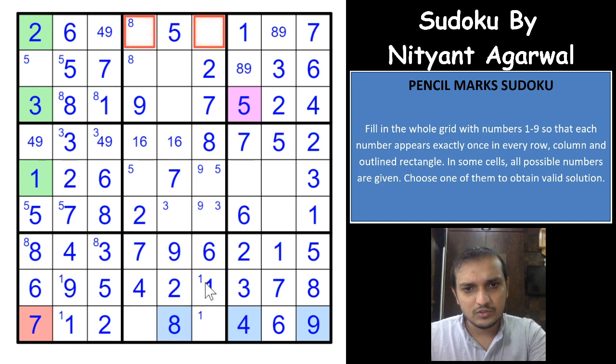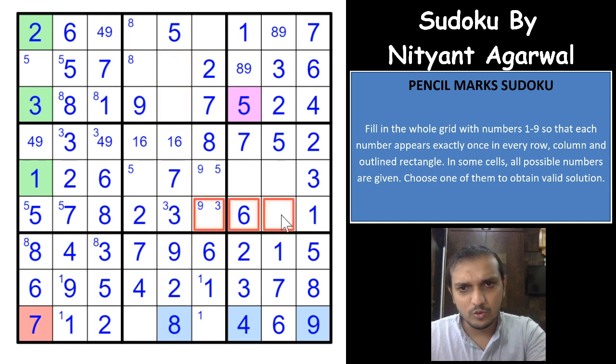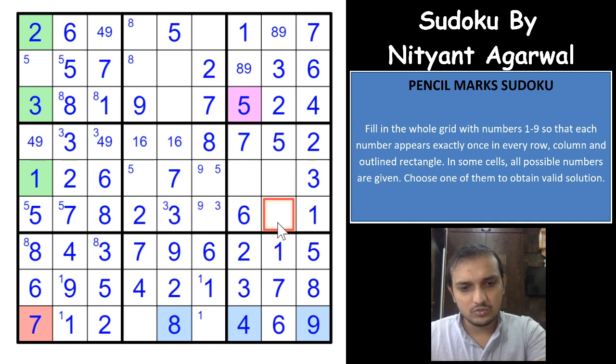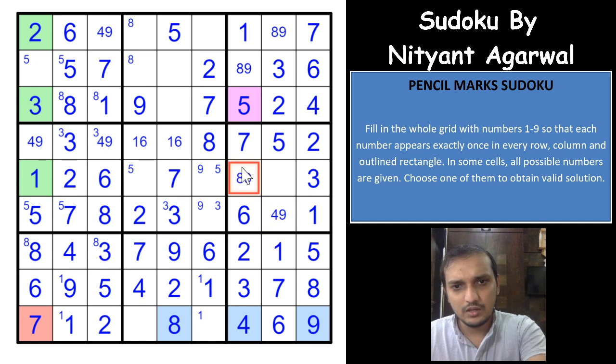3 would have to be in one of these two cells. So 3 in the middle column would have to be here. These two cells are 9 and 4. Okay, it can be anywhere. 9, 4 and 8. This would have to be 4, 9, 8, 9.